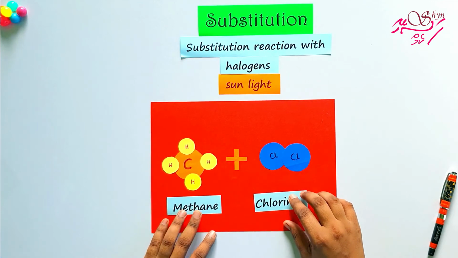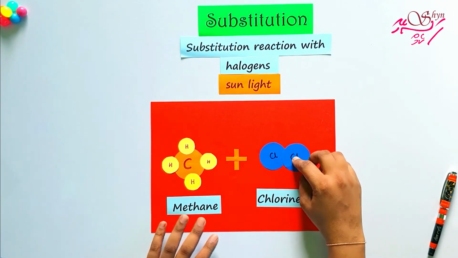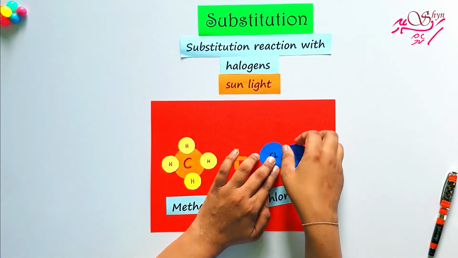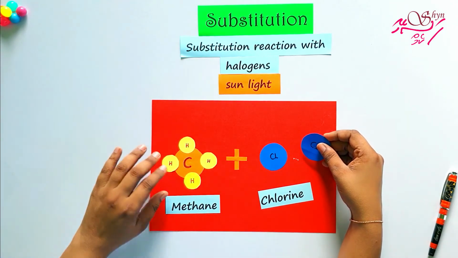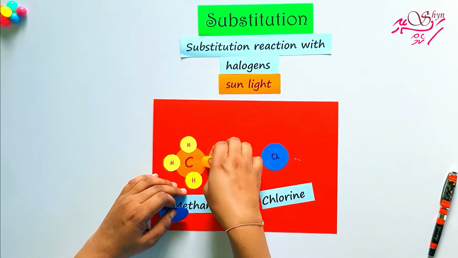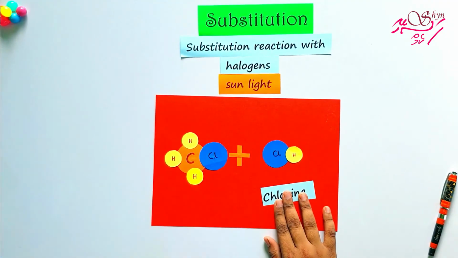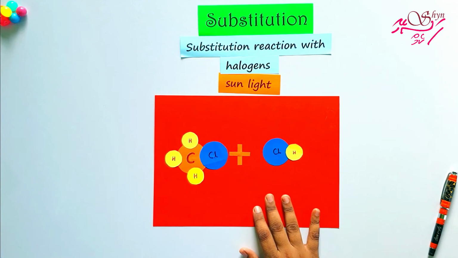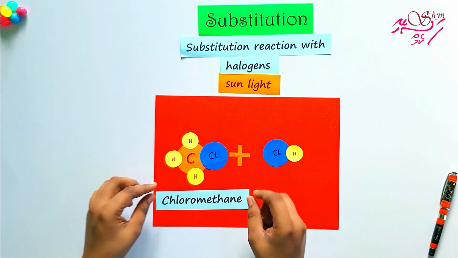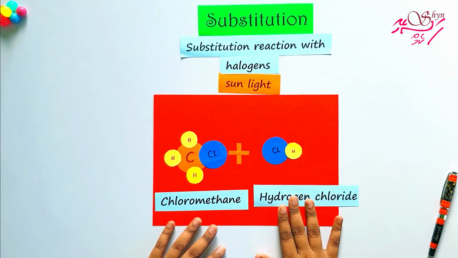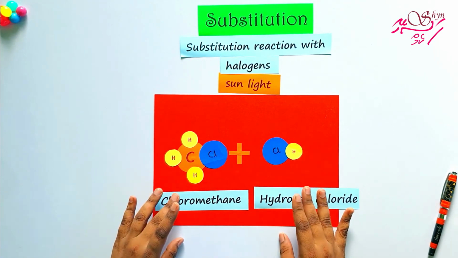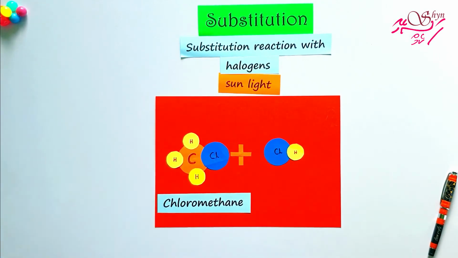Due to sunlight, this bond will be broken, and chlorine in its monoatomic form is highly unstable. So it will quickly substitute any hydrogen of methane. The removed hydrogen is again unstable and will form hydrogen chloride by reacting with chlorine atom. This is a substitution reaction because chlorine is substituting, or taking the place of, hydrogen, and it forms chloromethane and hydrogen chloride.